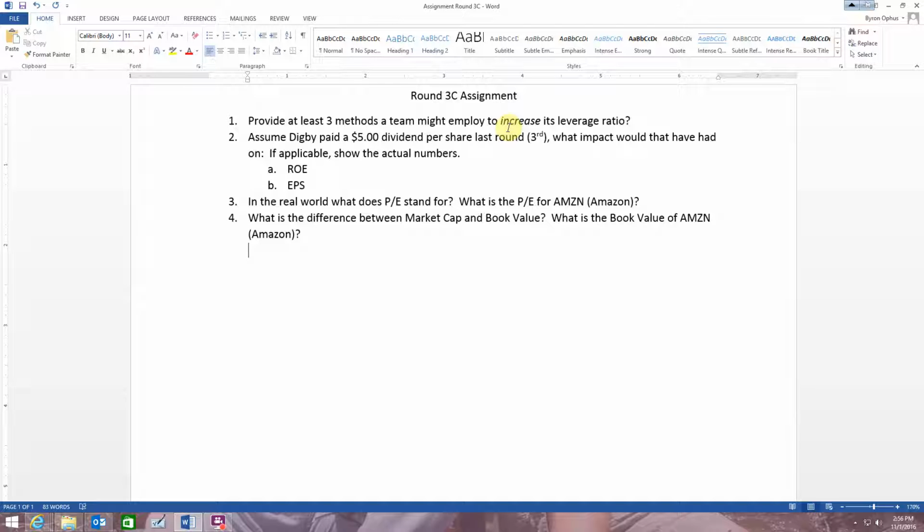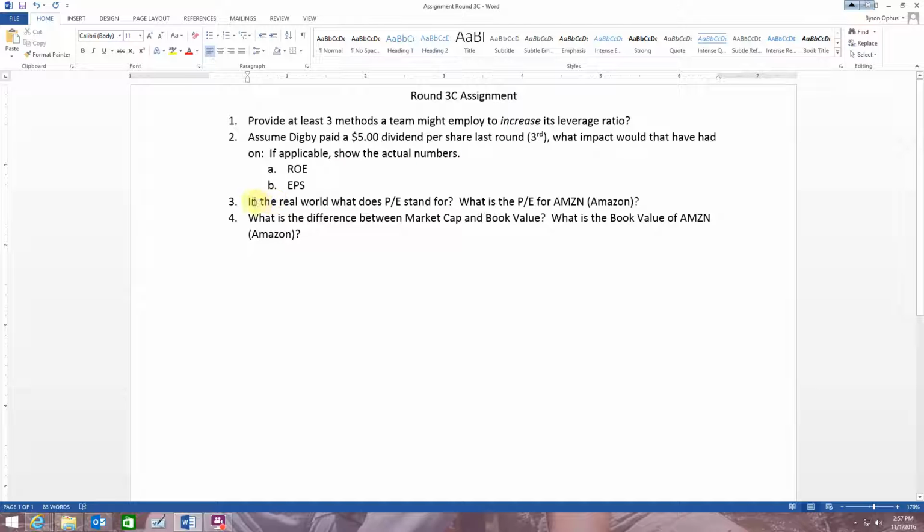100 over 50. But think about other things that you could do in your equity account. Wouldn't have to be in your equity account. There's other things that you could do that would certainly have an impact on that leverage ratio.